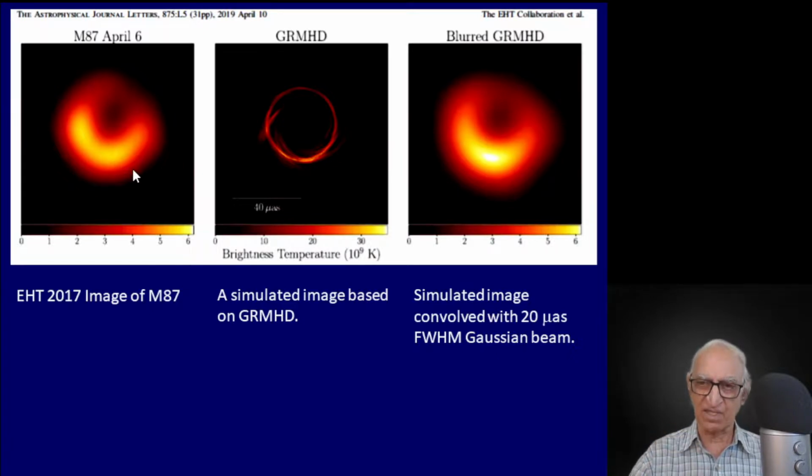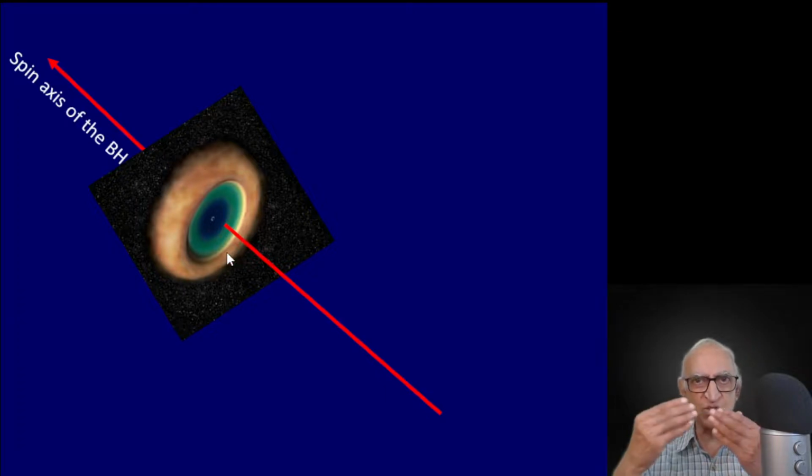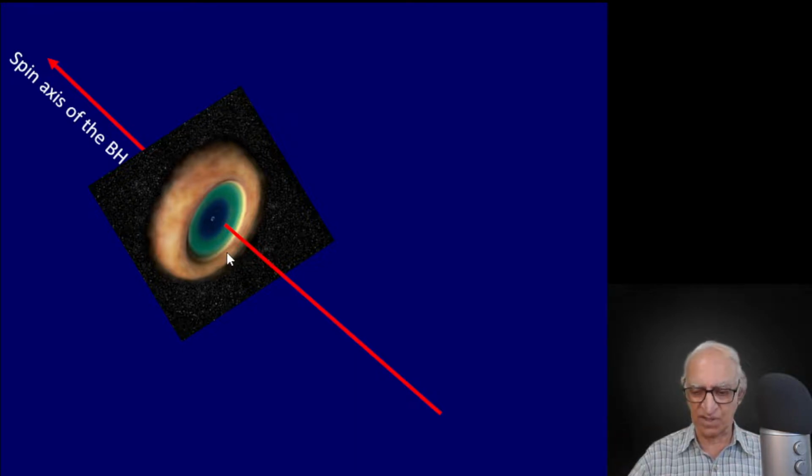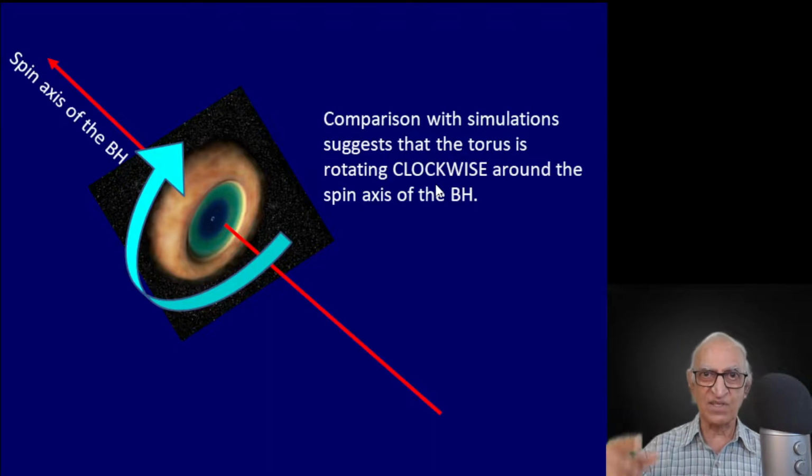This particular simulation corresponds to the following. There is a supermassive black hole at the center, and its spin axis is pointing in that direction. And there is the torus, the innermost part of the accretion disk, which is puffed up due to radiation pressure. That is the gas torus. Comparison with simulation suggests that the torus is rotating clockwise around the spin axis of the black hole. So the torus is rotating in the same sense as the black hole itself, and the axis of rotation of the torus is pointing along the spin axis of the black hole. This is what the simulation, which agrees with observation, suggests.